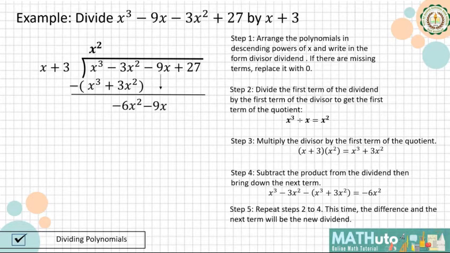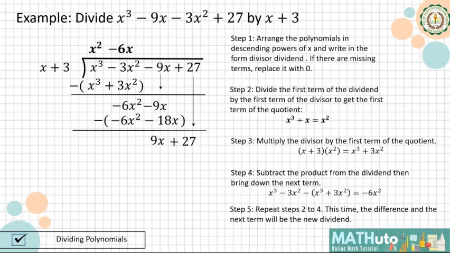So in this case, divide negative 6x squared by x, and the answer will be negative 6x. Then multiplying it to the divisor, negative 6x times x plus 3 comes up with negative 6x squared minus 18x. Again, subtracting these two polynomials, we have 9x. And again, bringing down plus 27, we have the new dividend, which is 9x plus 27.